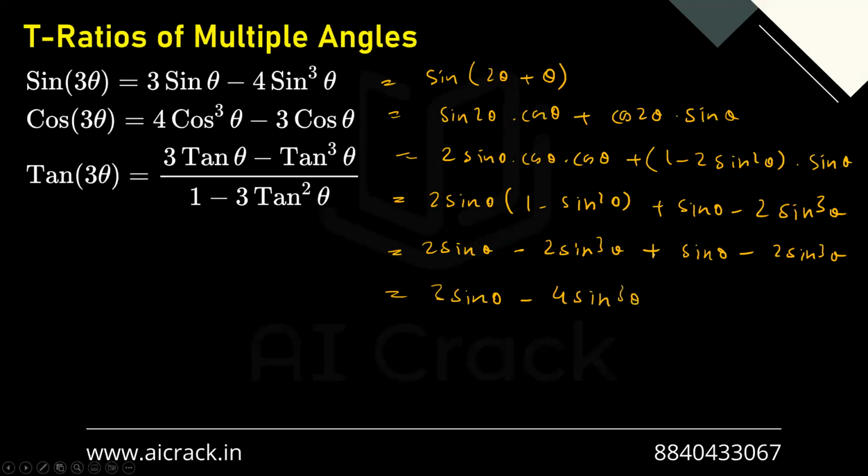It was a pure brute force method, nothing else, and we arrived at the formula 3 sine theta minus 4 sine cube theta. Similarly, you can derive for cos 3 theta. Similarly, you can derive for tan 3 theta. But again, you have to remember all these formulas. It's not about deriving them; it's about remembering them as well. So for cos 3 theta, we have just the reverse of this one of sine theta, basically 4 cos cube theta minus 3 cos theta. In case of tan 3 theta, we have 3 tan theta minus tan cube theta divided by 1 minus 3 tan square theta.